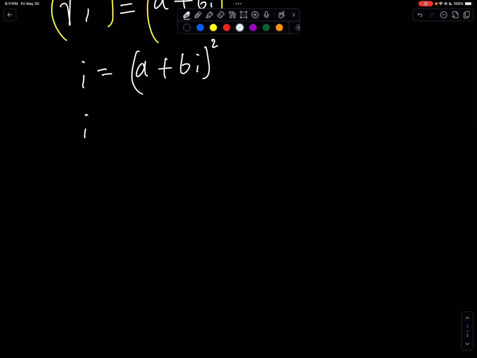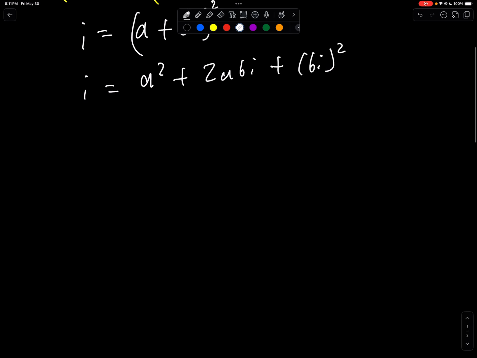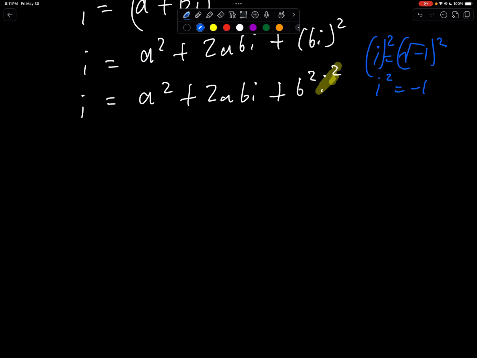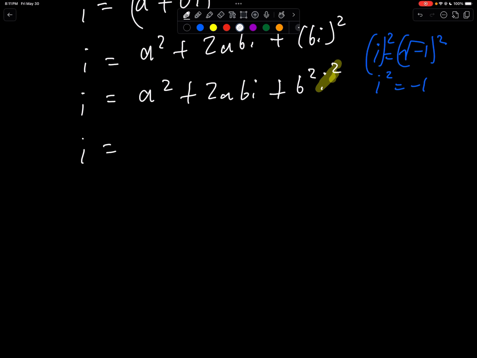And then we can distribute here, so we get a squared plus 2abi plus b squared i squared. So then i will equal a squared plus 2abi plus b squared i squared. And remember, i squared is just -1, because if i equals the square root of -1, square both sides, i squared equals -1. So then we'll get i equals a squared plus 2abi minus b squared.